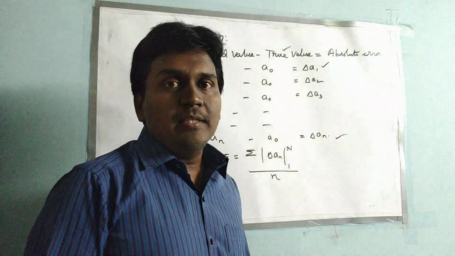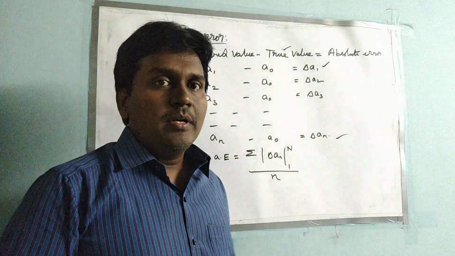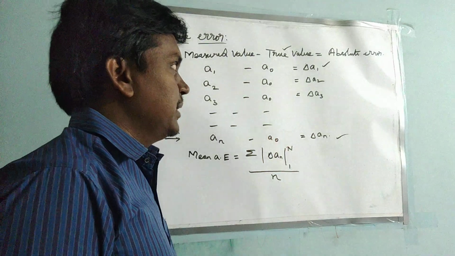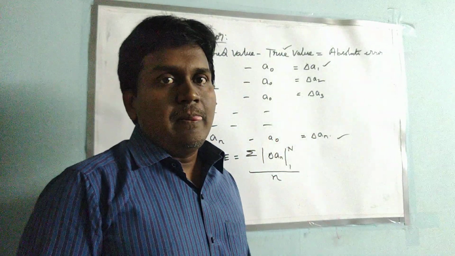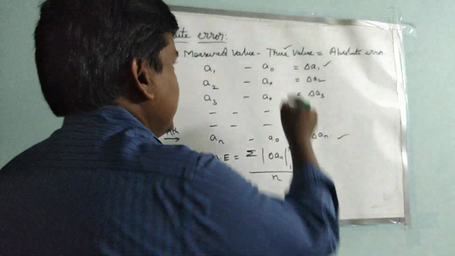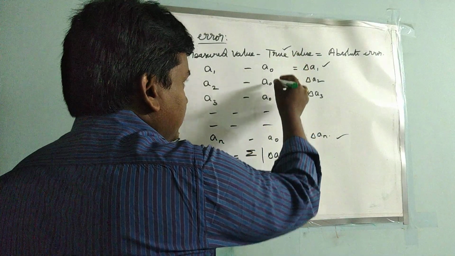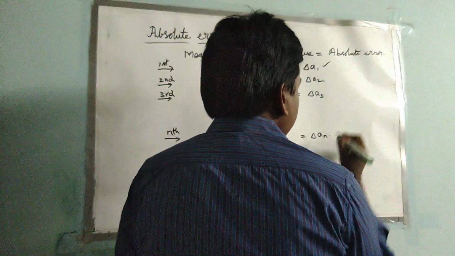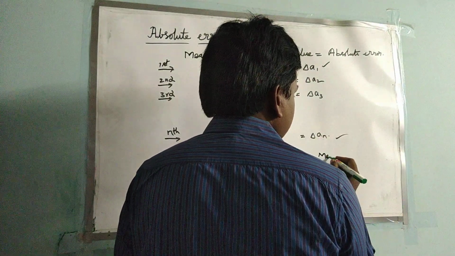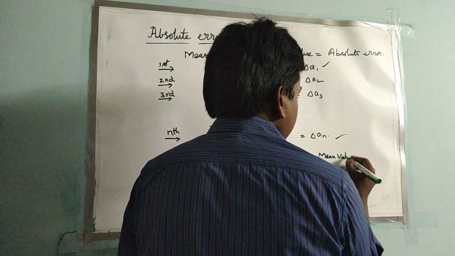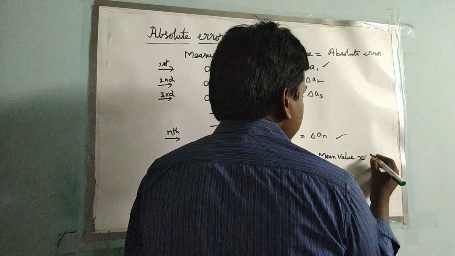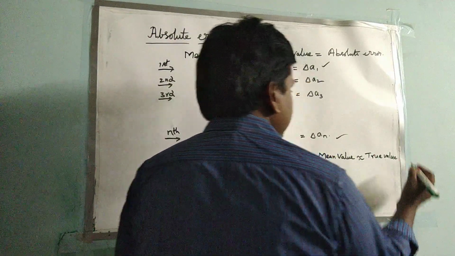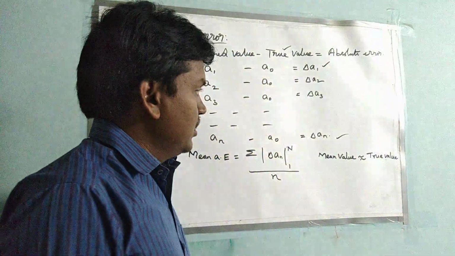See, actually if there is a true value, no need of measuring all these. Actually true value is nothing but a mean value. By taking the values, this mean value is similar to true value. Mean value is similar to true value.